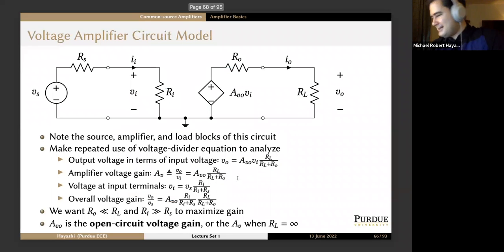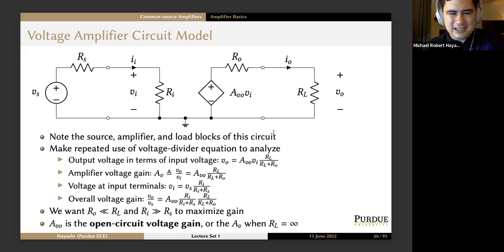All right. Slide 66. We're on a roll today, and I like that. The voltage amplifier circuit model. So here's a basic amplifier circuit model. We have the source. Here we're using its Thevenin equivalent of Vs and then an Rs. And then in the middle, we have the amplifier block, where it's got an input resistance like this. And then it's got its voltage controlled voltage source and an output resistance associated with it. And then the load block is just a resistor.